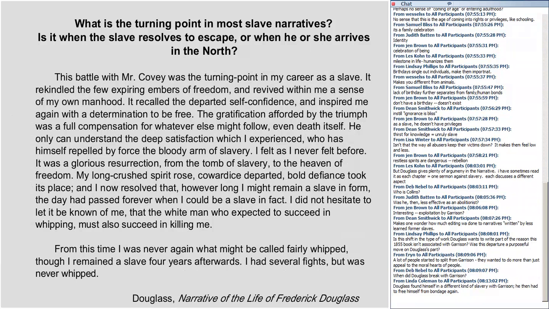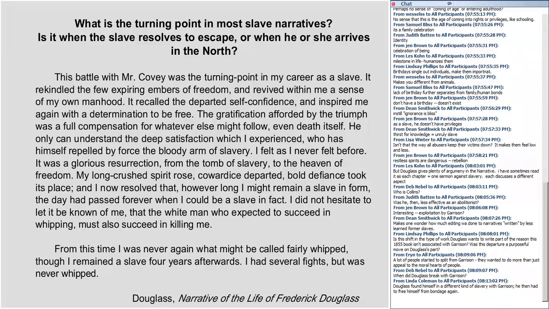And so Douglass actually begins to develop this moment in a way that's highly metaphorical. He calls it "a glorious resurrection from the tomb of slavery to the heaven of freedom." Now, we're not just getting the facts here. We're getting Douglass's personal take on it, his personal reflection on how this fight with Colby changed him, what kind of effect it had on this teenaged guy who was really very demoralized by the way that Colby had been pushing him around and beating him. "My long crushed spirit rose, cowardice departed, bold defiance took its place."